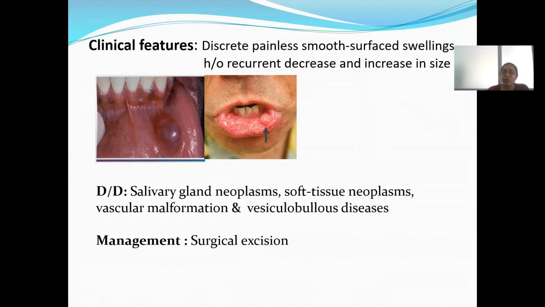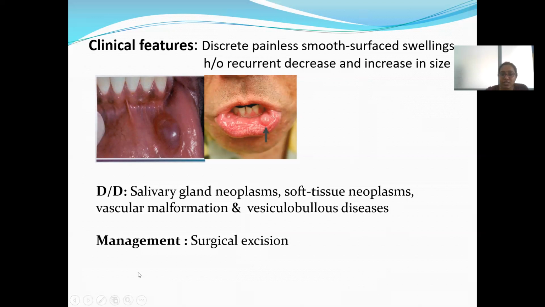Coming to the management, what are you going to do? Most of the time, the patient will give a history of increase and decrease in the size of the lesion. Sometimes they are not bothered, since it comes and goes, and they are not very willing to go for treatment. But some individuals seek a dentist or an oral physician's attention when it is bothering them, when it is very big, or when it is obstructing daily activity, maybe speech or mastication.